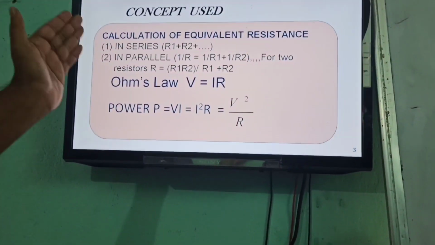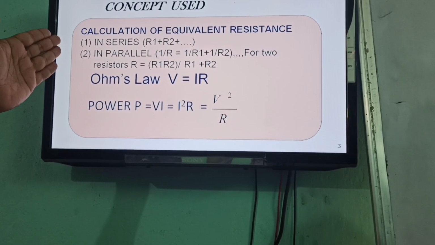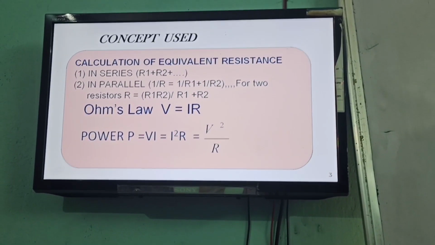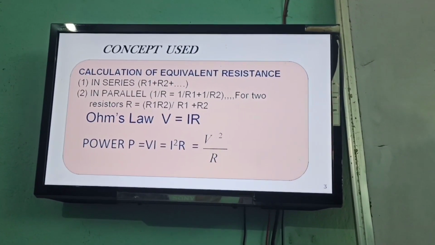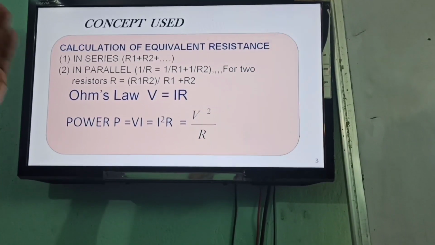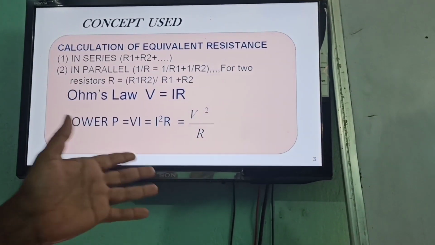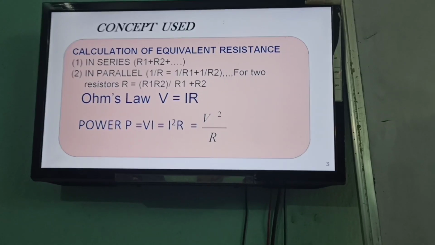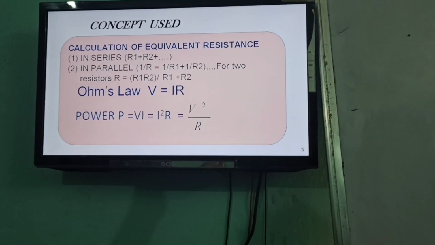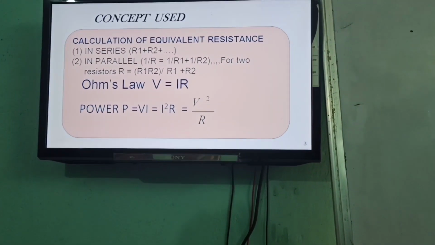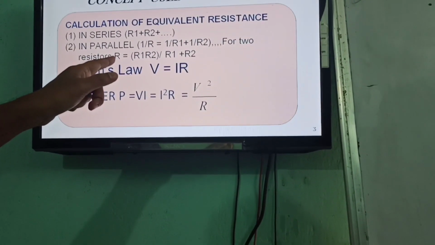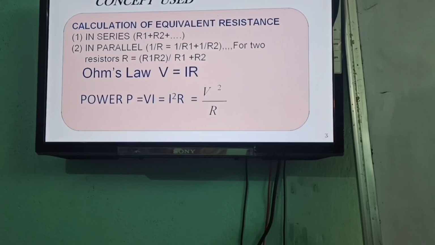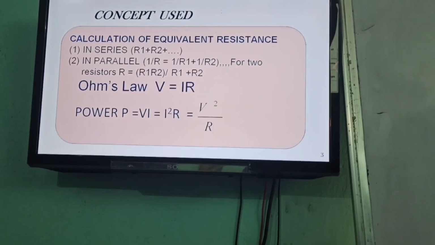All of you know the calculation of equivalent resistance. When resistors are connected in series, the resistances are added, that is R1 plus R2 plus R3. And for equivalent resistance in parallel, 1 by R is equal to 1 by R1 plus 1 by R2, and so on. But for two resistors particularly, there is a better formula you can apply, that is R is equal to R1 R2 divided by R1 plus R2. This formula is generally helpful to solve the problem quickly.